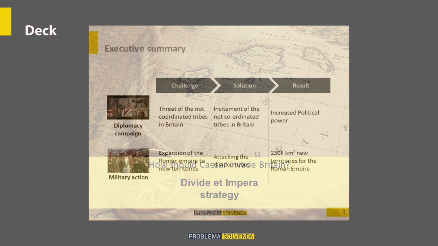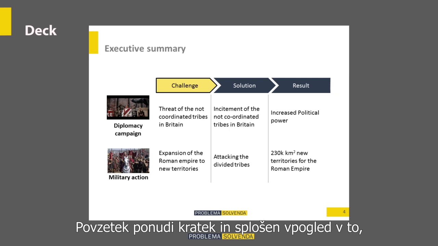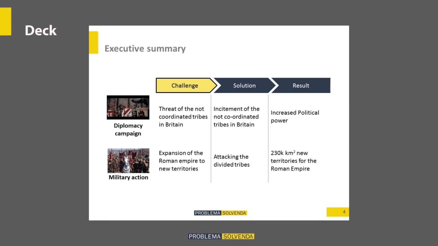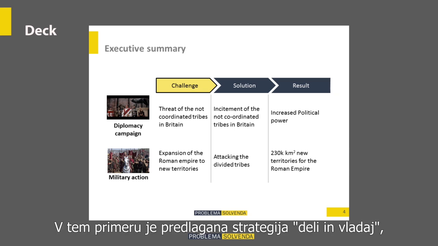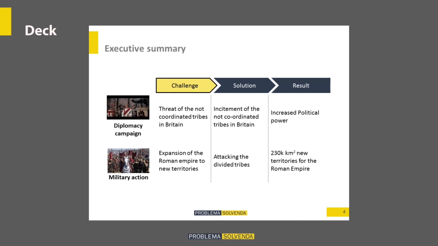The third slide of the introduction is the executive summary. The executive summary gives a short and general idea about what you're going to say and what your proposed solution is, so the jury can have questions regarding your solution. The presentation is not like an Agatha Christie novel where the murderer will only be shown on the last page. You have to tell them in the beginning. For example, the solution here was the divide et impera strategy, which means that Caesar has to divide the hostile tribes in Britain, and it has to be stated in the executive summary.